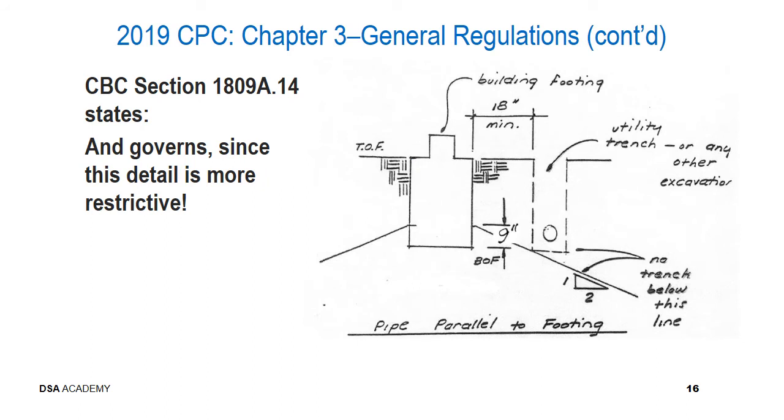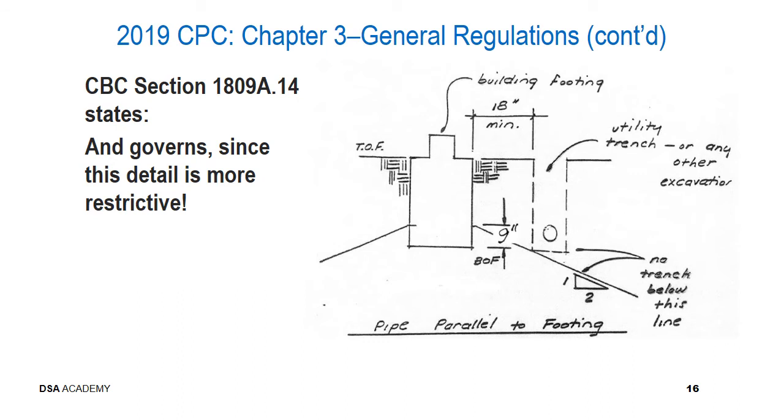This slide clarifies the conflict between the CBC definition of a zone of influence and the California Plumbing Code definition of a zone of influence. And if you look carefully here, the CBC identifies that the zone of influence has very specific locations. It starts at 9 inches above the bottom of the footing, and it doesn't take off at a 45-degree angle. It takes off at a 1 and 2 slope. So this is a very important distinction to make.